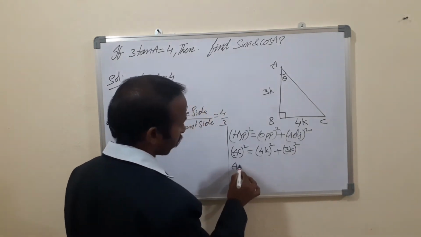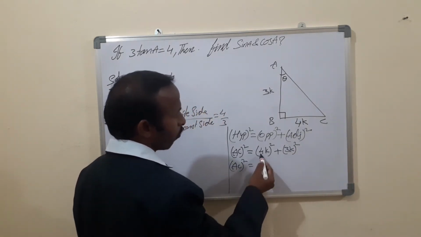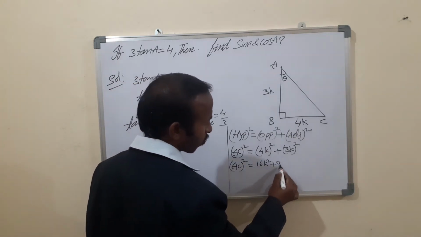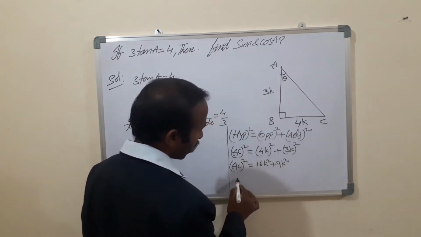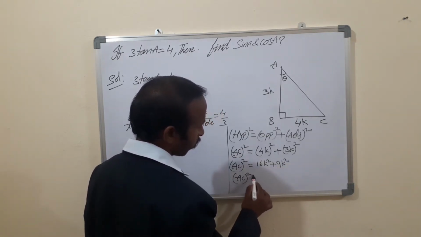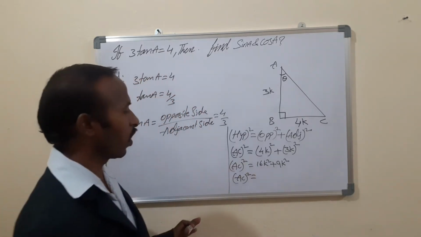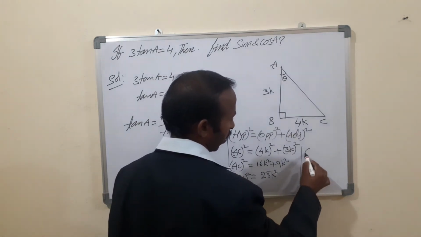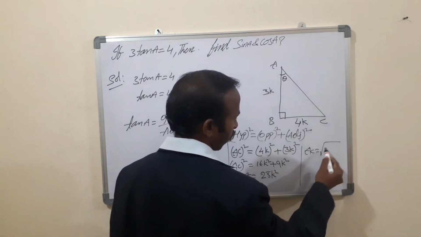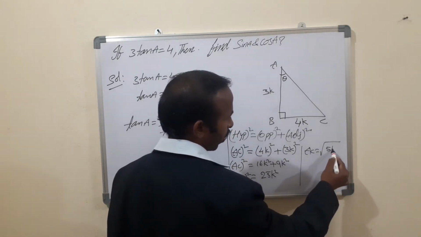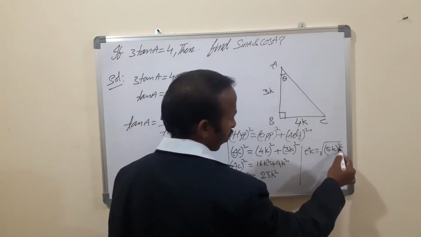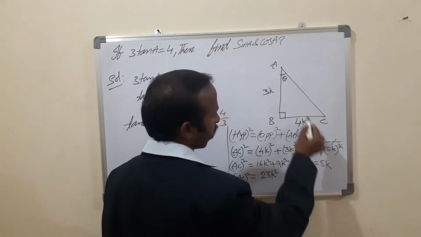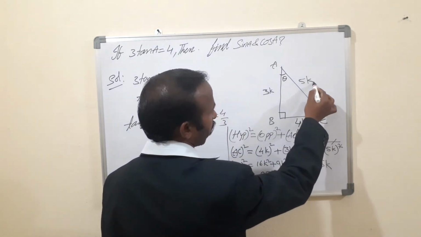Now AC square equal to 4k whole square, which is 16k square, plus 9k square. Now AC whole square equal to 16 plus 9, which is 25k square. Finally, AC equal to square root of 25k square, we can write 5k whole square. Square root gets cancelled. AC equal to 5k. So the length of AC is 5k.